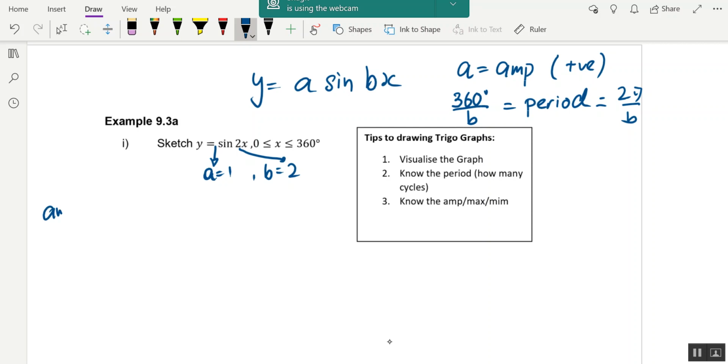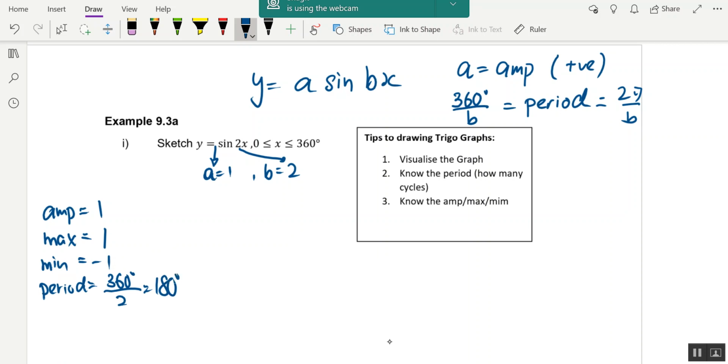Number 1, the amplitude equals 1. Why is amplitude important? So that you roughly know the height of the graph that you are drawing. Next, the maximum. It is still 1 because the maximum of any sine graph is 1. The minimum is -1. And the period is equal to 360 divided by 2, which is equal to 180.